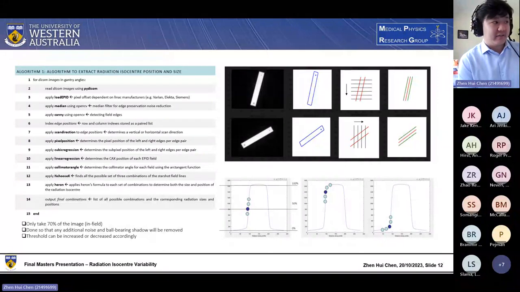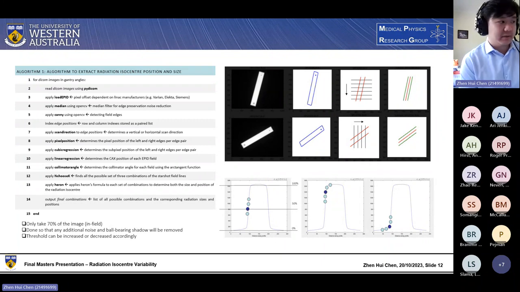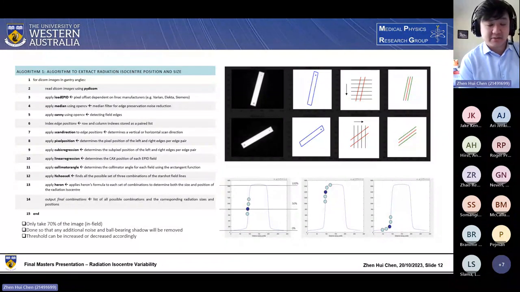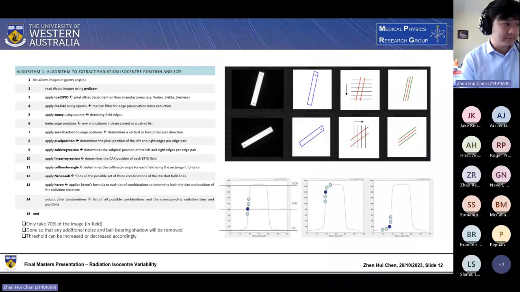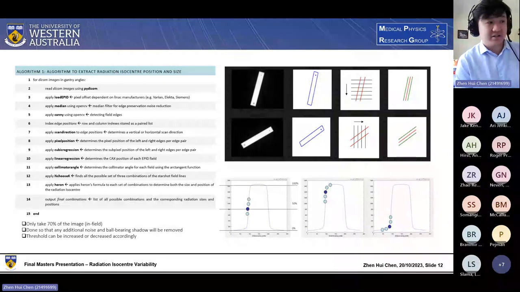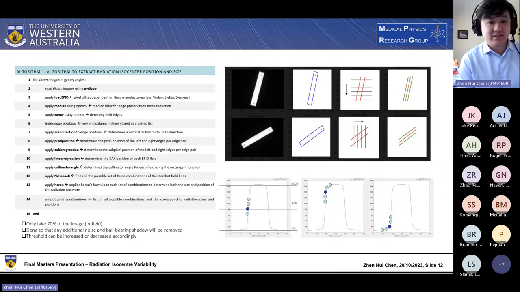And then from there, I can find the collimator angle, which is just using the arctangent function, and then using the binomial function to find all the possible sets of combinations of three, because we just need three central axes to make a triangle and to find the inscribed circle. And then we apply Heron's formula to find both the size and the position of the radiation isocenter, and all this gets outputted. So something to note, only 70% of the image is taken in field. That's done so that any additional edge noise and the ball bearing shadows will be removed, and this threshold is automated so you can increase or decrease it accordingly.